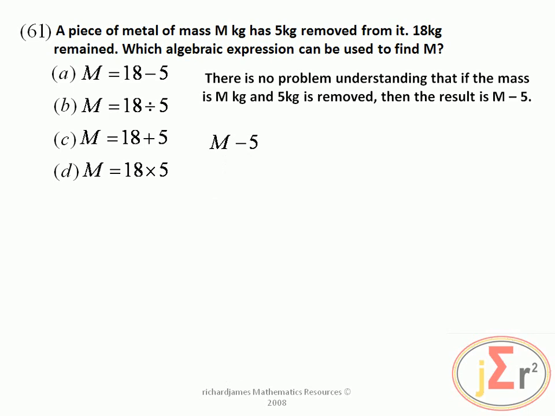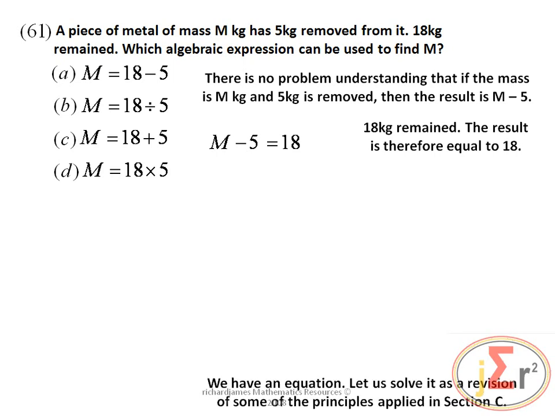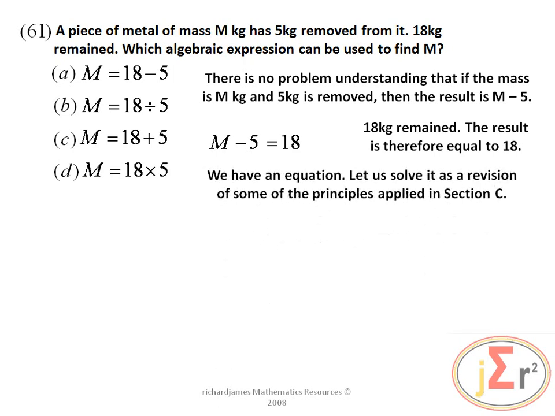It says also that 18 kilograms remained. Therefore, the result is 18. Of course, no problem. m minus 5 is equal to 18, and that is represented by option A. We have an equation. Let us solve it as a revision of some of the principles applied in section C.